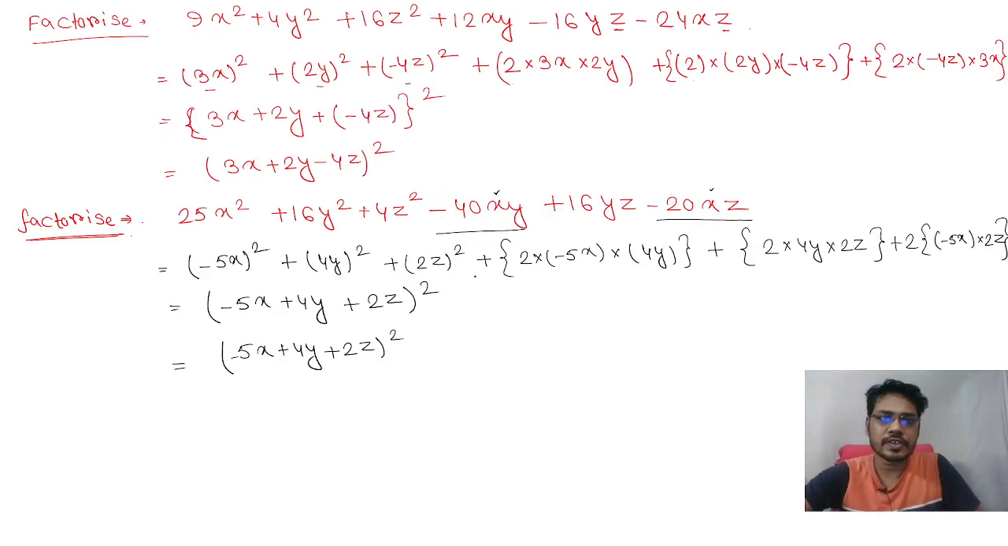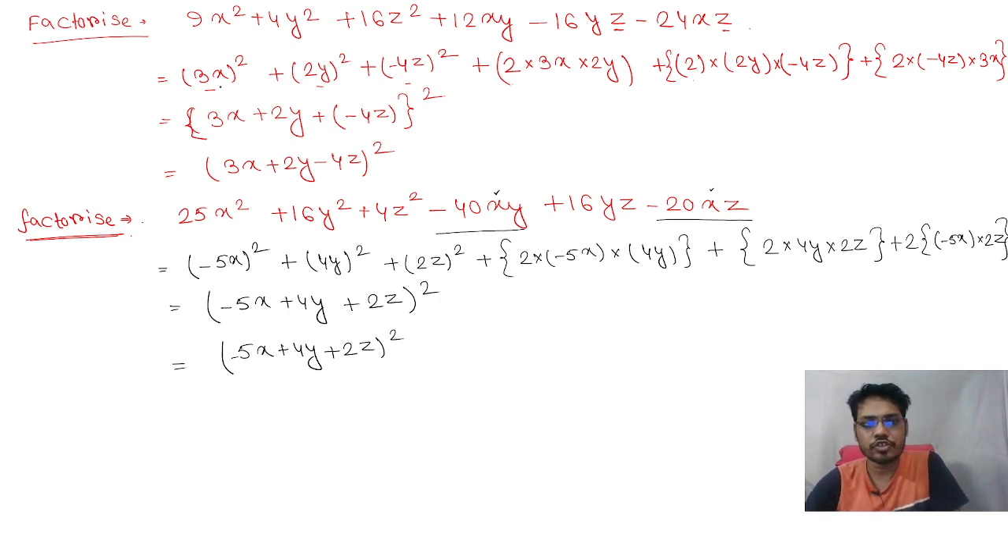Now if this kind of thing is given, that 9x square plus 4y square plus 16z square plus 12xy minus 16yz minus 24xz. If you closely look, only two places where negative terms are there, that is 16yz and 24xz. Both are negative. And in these two places, the variable which is common is z. So that means z must be negative.